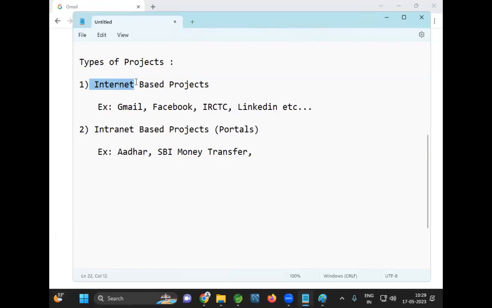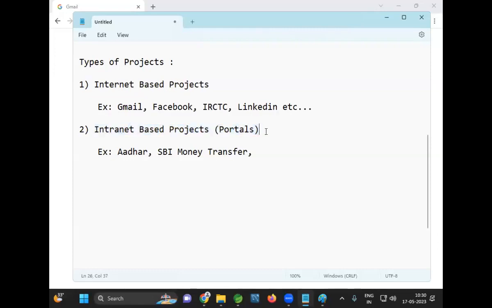Everybody can access that. Now, I have 50,000 money. I don't have net banking. I want to send it to my friend. Then I will go to the nearest SBI bank. I will fill up the form. I will deposit the money. Then they will use one project internally to send the money to my account. They will take the cash, they will add the balance to my account. That kind of projects are called intranet-based projects. Those intranet-based projects are called portals.